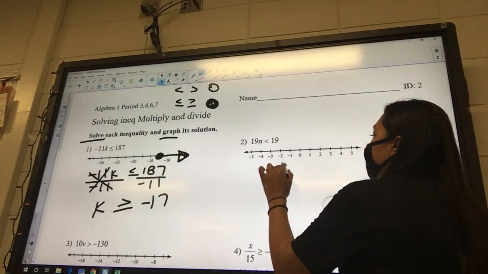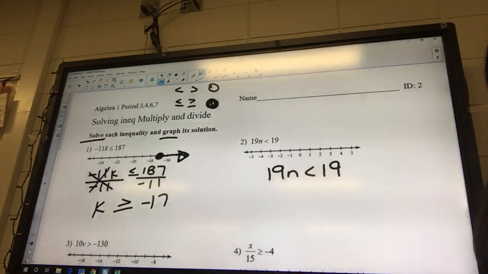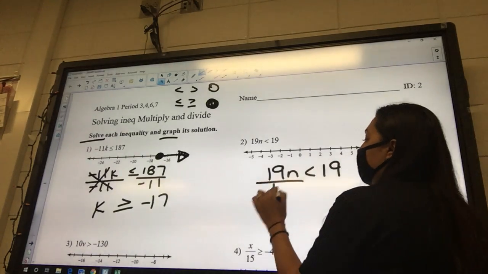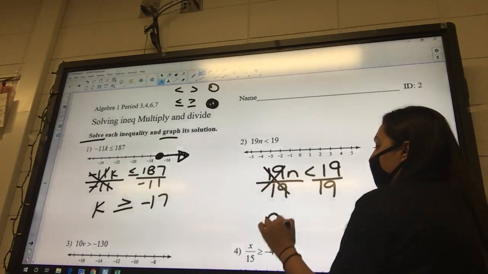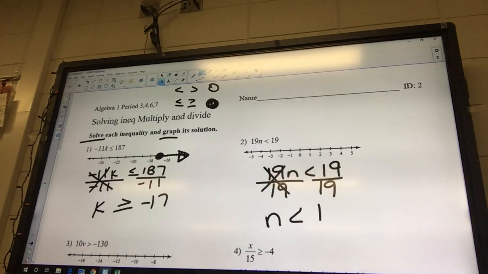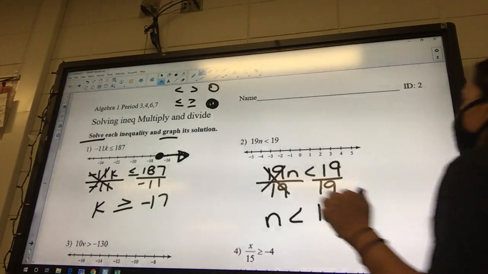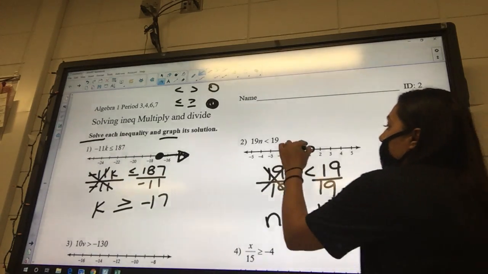Okay, number 2, I got 19 and 19. So right now they're multiplied, so we need to divide both sides by 19. So I got n is less than 1. Is that open or closed? Open. Open, going which direction? To the left. To the left.